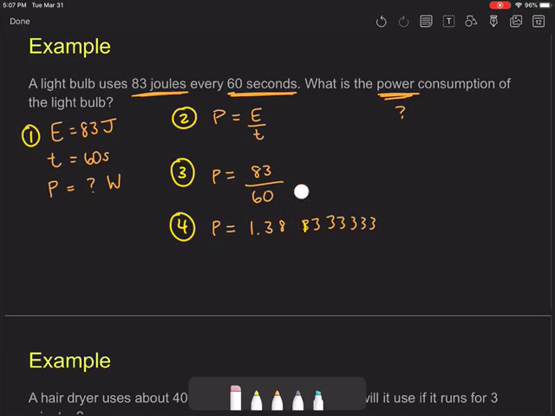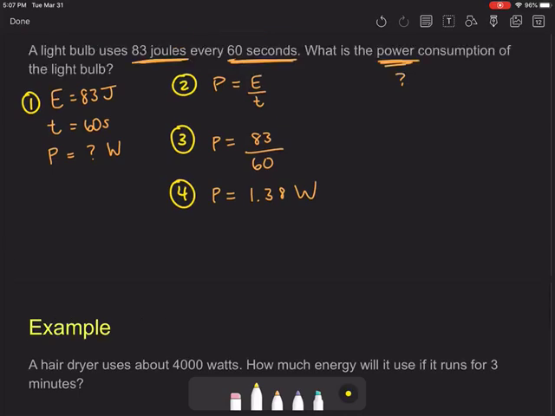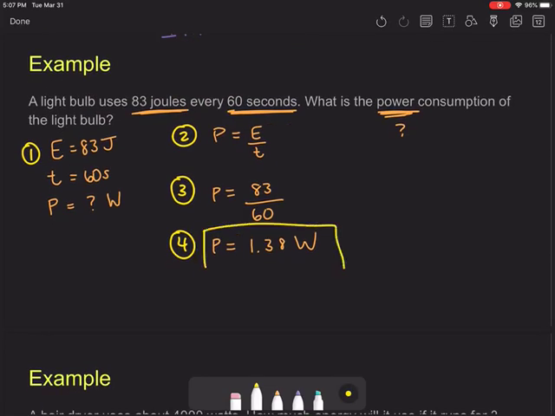So we will get 1.38. And we need final units here, and our units for power is going to be watts. So we should get 1.38 watts. That is the power consumption of the light bulb in this example. And again, we're going through all these steps.